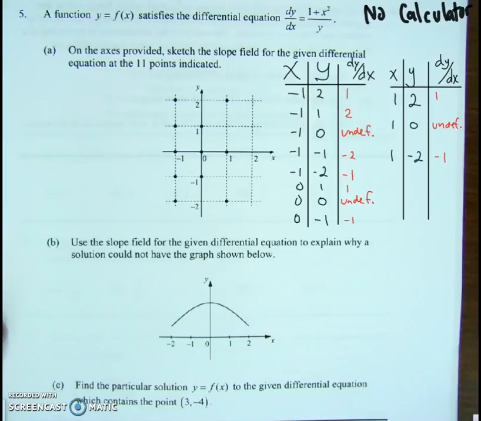After you've created your table for these 11 points, you see you get slopes of either 1, 2, undefined, -2, or -1, and it all relates to the points that we have. After that, we're going to plot these, or rather we're going to do the tangent lines for these. So go ahead and pause the video, do the tangent lines, and check it with mine.